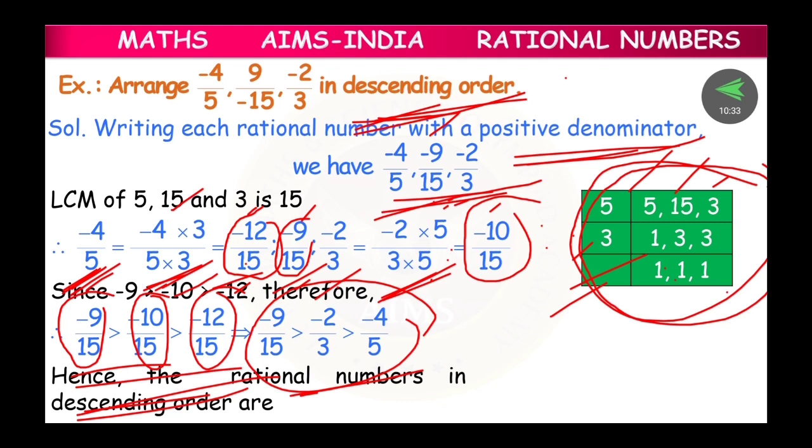Okay, children? This is about writing the given rational numbers in descending order. Okay, next.